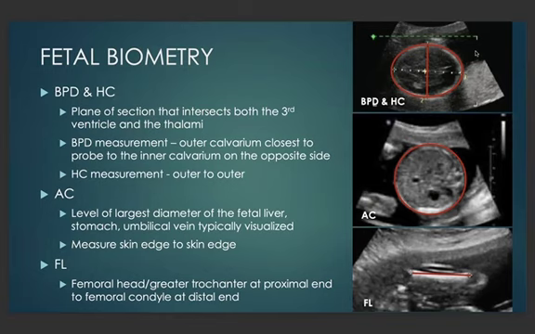The third measurement is the abdominal circumference. So this is the largest diameter that encompasses all of the abdominal contents. So things that can be seen on ultrasound are the fetal liver, the stomach, or the umbilical vein. And then the last measurement is the femur length. And like the crown rump length, the ultrasound machine will use these four measurements and just spit out to you a date, so you don't have to do any work with that.